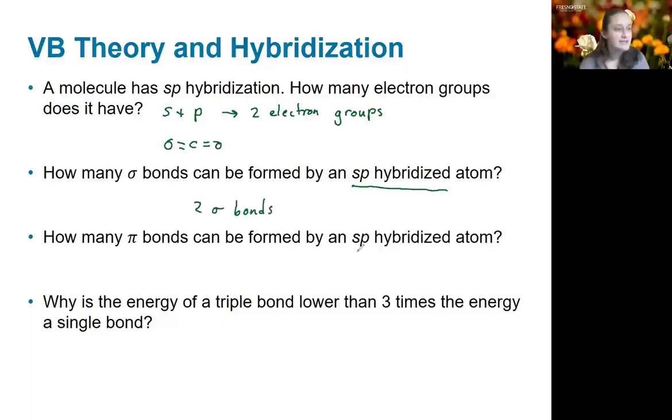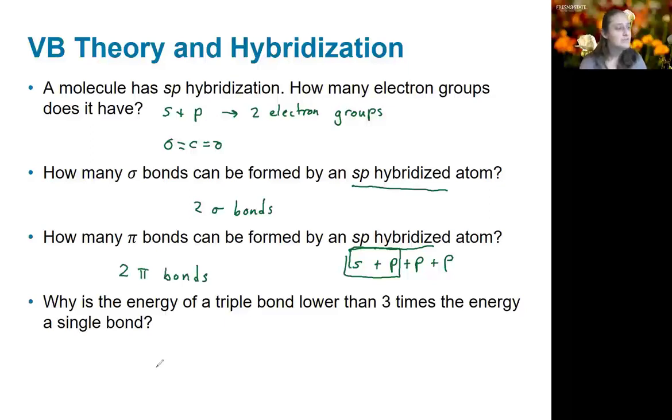In an sp hybridized atom, we also have 2 leftover p orbitals. So every atom always has an s orbital and 3 p orbitals. And so if we've combined 2 of those to make our hybrid orbitals, we have 2 leftover p orbitals. So we could form a maximum of 2 pi bonds.